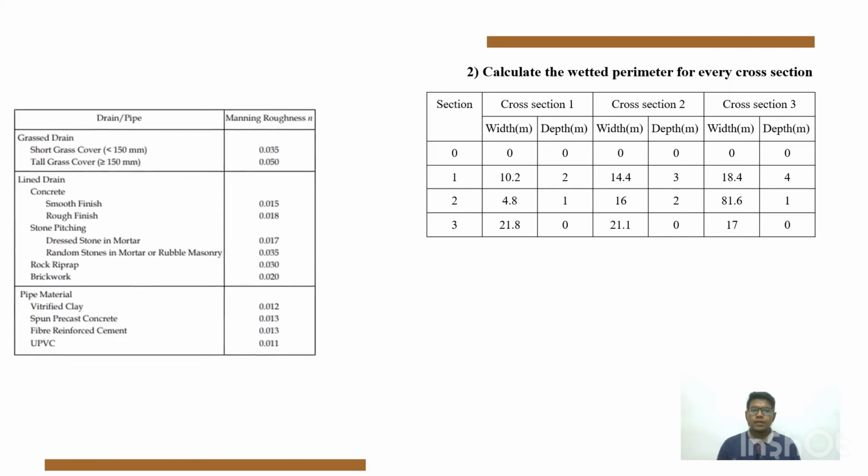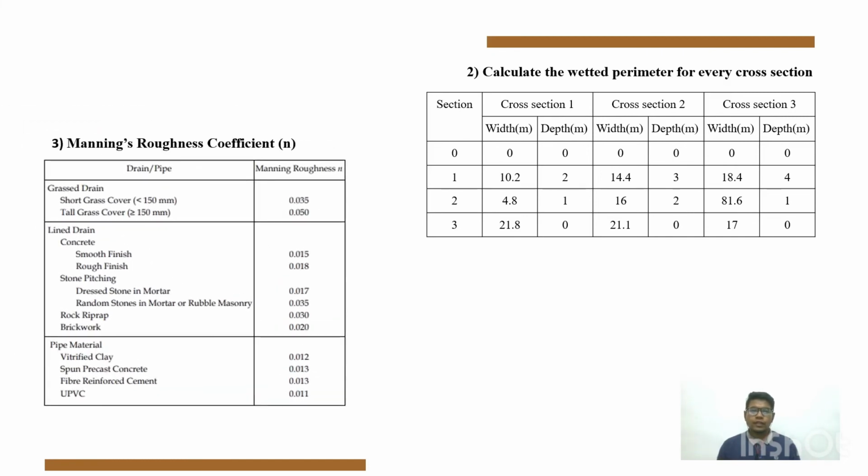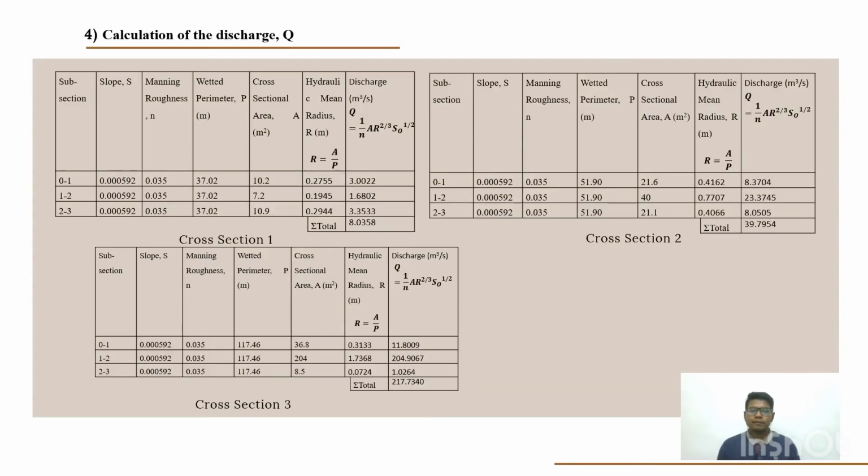And after that, by using the Manning roughness coefficient table, we will choose the value from the type of drain or pipe. For this study, we have chosen 0.035 because it is for the short grass cover drain. And lastly, we will calculate the discharge for every cross-section.